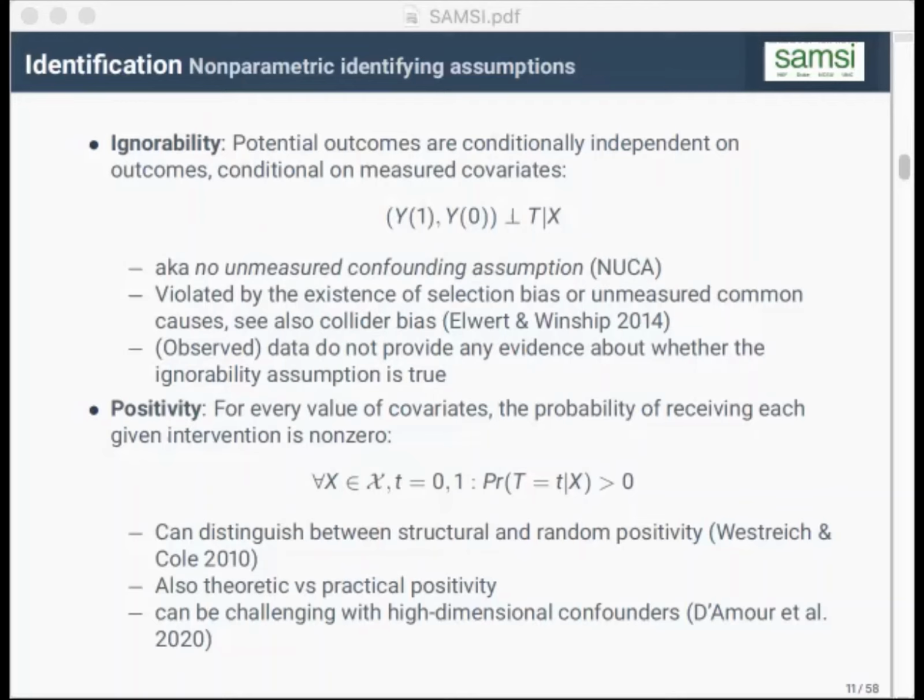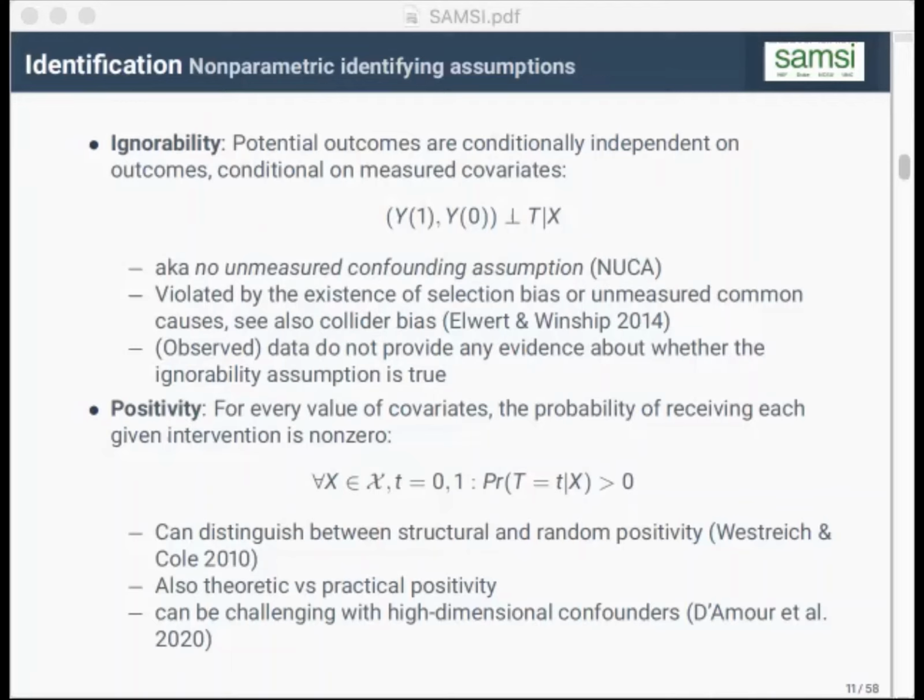And then there's the positivity assumption, which says that for every level of the covariates, there's a positive probability of receiving each possible treatment value. There is information in the data about this, and in fact, there's a distinction between theoretical positivity, which is what's stated here, a feature of the data generating distribution, and practical positivity, which is what you actually observe in your data. So what really matters is practical positivity.